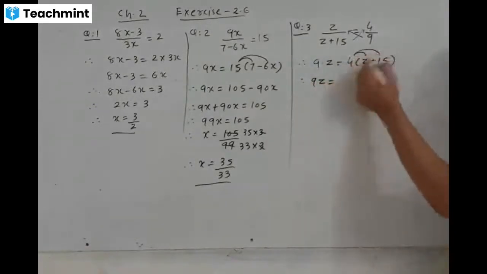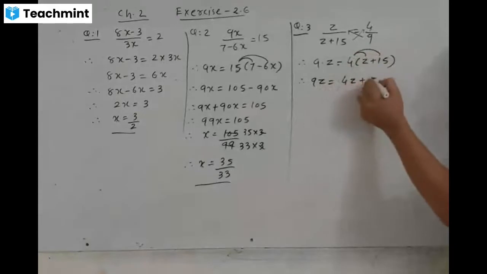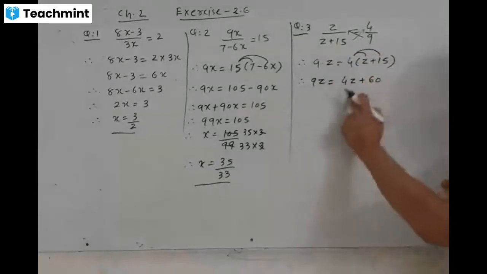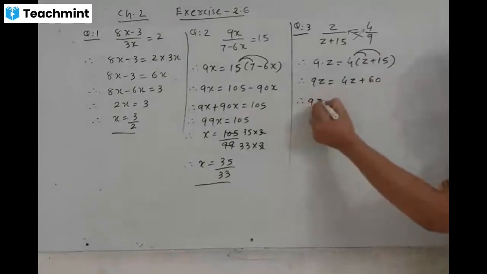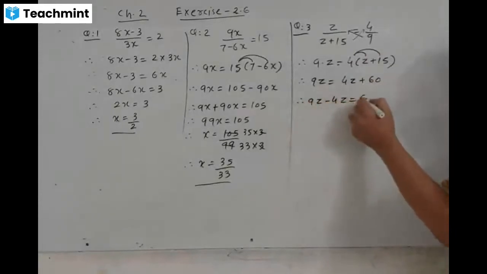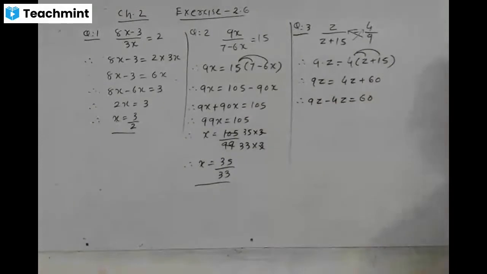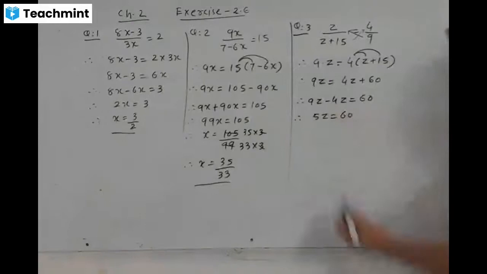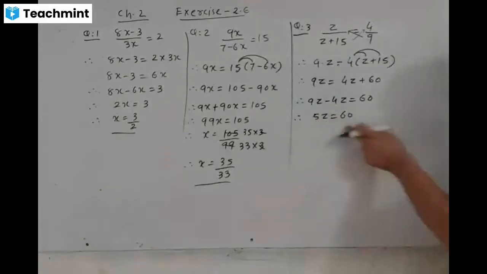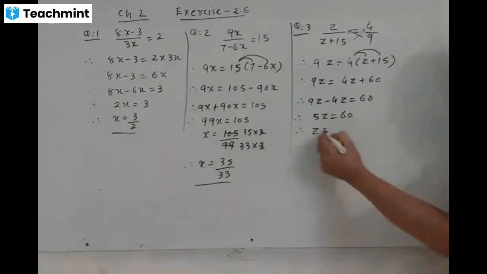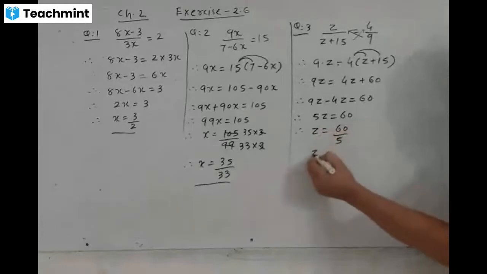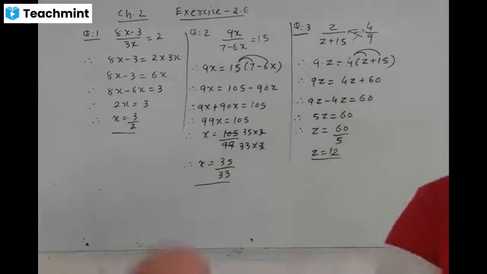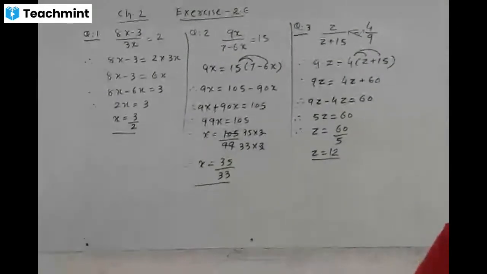Apply the distributive law, 4z plus 15 times 4 is 60, and 4z transposing to the left side, 9z minus 4z is equal to 60. Therefore 9z minus 4z, that is 5z, is equal to 60, and 60 divided by 5, therefore z is equal to 12, and that is the final answer. z is equal to 12.